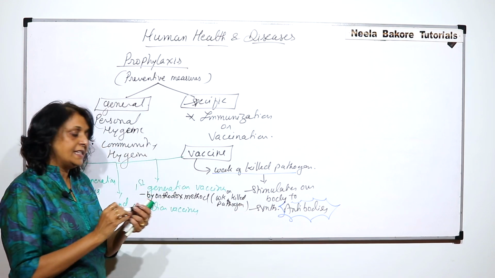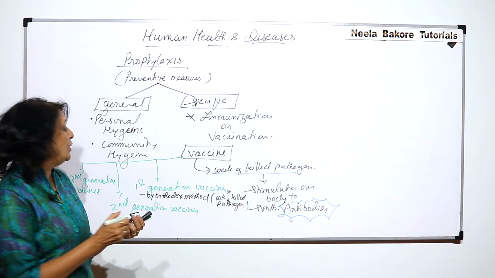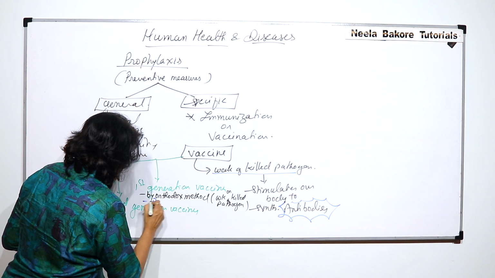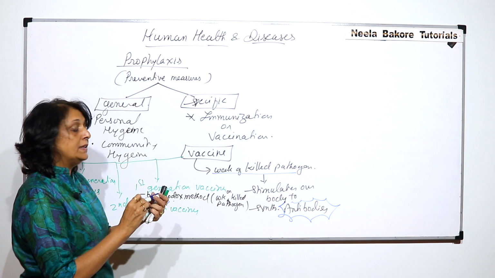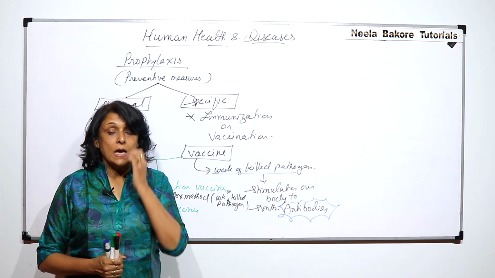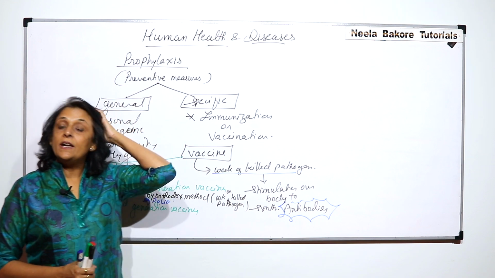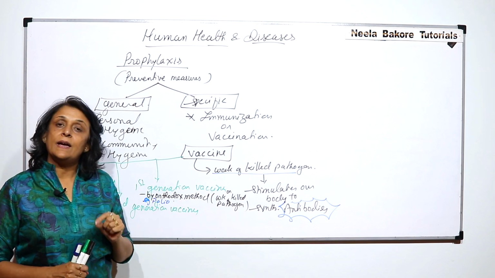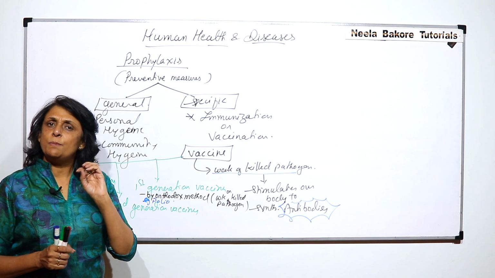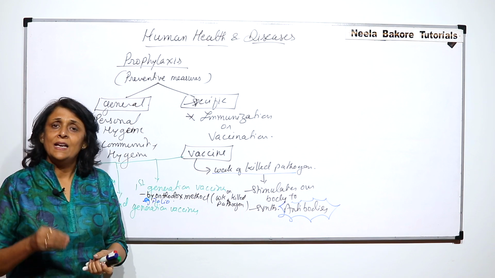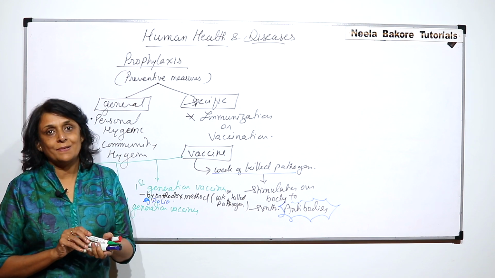And here we can take the example of polio vaccine. There are two types of polio vaccines. One has a weakened pathogen, or polio virus, and the other has killed virus. So this is the first generation, that means the vaccines which are prepared by the normal orthodox method.